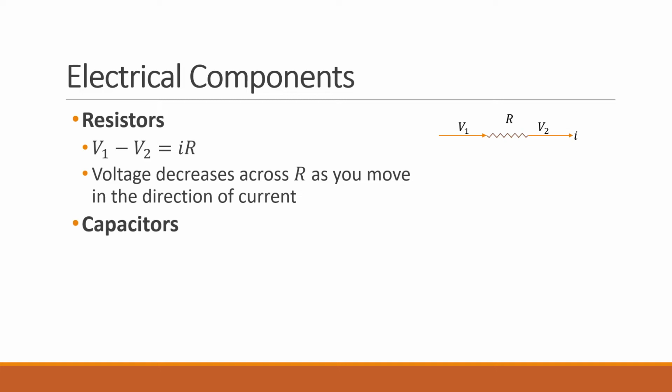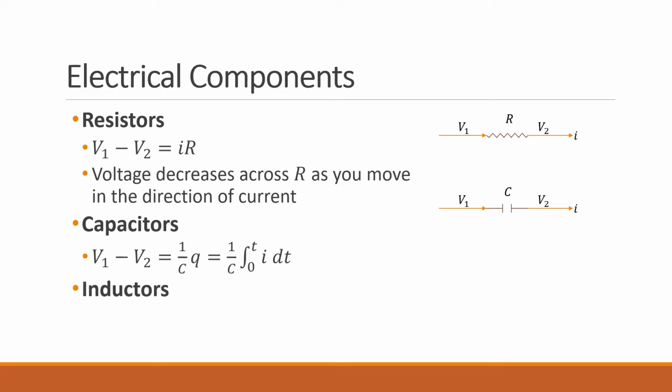If you're dealing with a linear capacitor, as shown by the two-plate symbol, then we have a similar relation. Voltage decreases as you move along the direction of current, and the decrease in voltage is the integral of current divided by C, or charge divided by C. C is the capacitance in the units called farad.